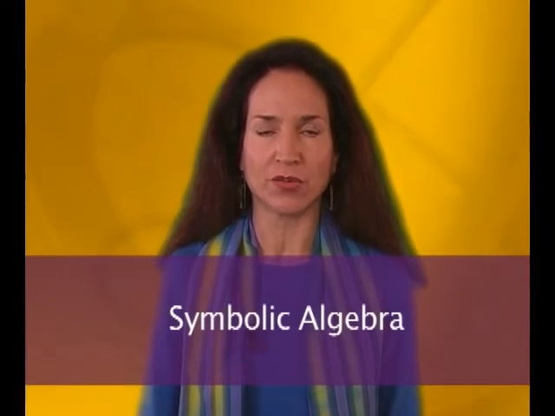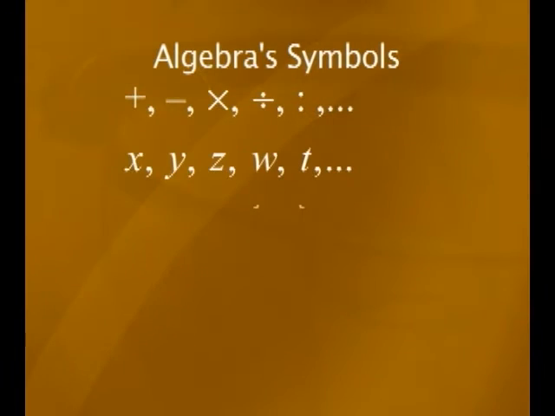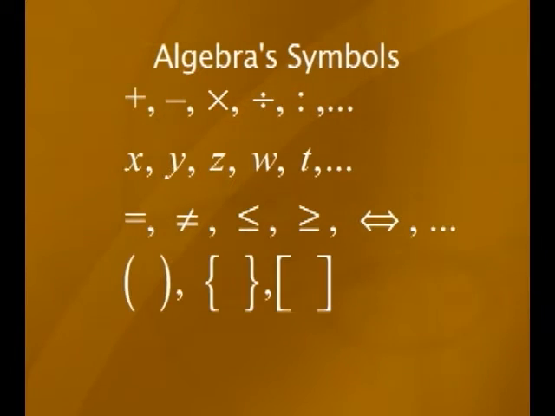The third and final stage, called symbolic algebra, began with the Renaissance mathematicians. From the mid-1500s to about 1700, algebra's symbols for operations, variables, relations, grouping, exponents, and so on were born, evolved, and matured. So algebra's symbolic notation, used around the world today, has only been in use for roughly 300 years.